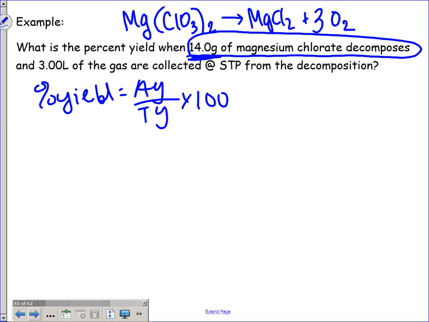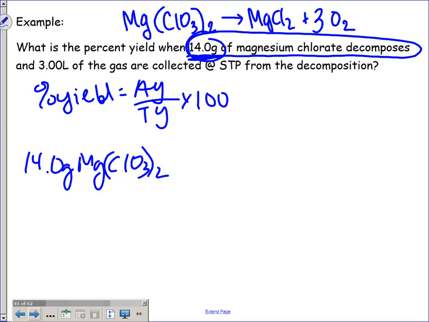That's helpful, but we're not sure what to do with it yet, right? So I also have this 14 grams. I'm just going to write that down here to hold my information so I don't have to keep reading my question over and over again. So I got 14 grams of magnesium chlorate, and 3 liters of what? Yes, now we know it's oxygen because it says the gas. Well, the gas is oxygen. It's collected at STP from decomposition.